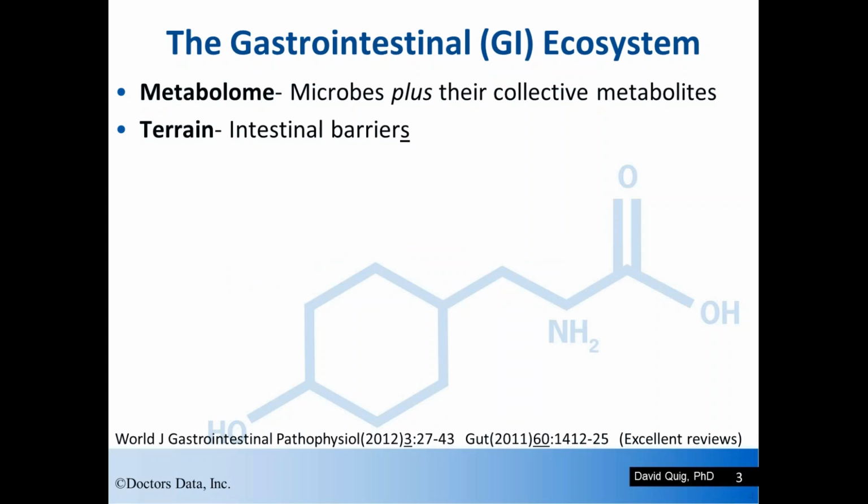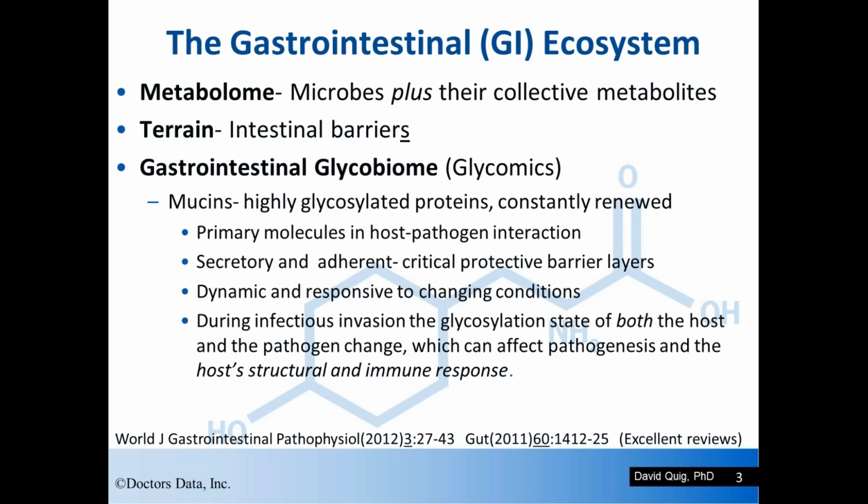Now, when we talk about the gastrointestinal ecosystem, we consider the three primary components: the metabolome, that is the microbes plus their collective metabolites; the terrain, the intestinal barriers; and very, very importantly, the gastrointestinal glycobiome. That is the study of the glycosylation and glycation of proteins and various components within the GI microbiome.